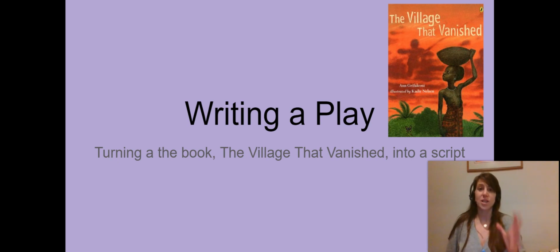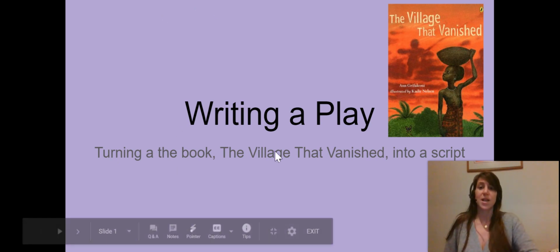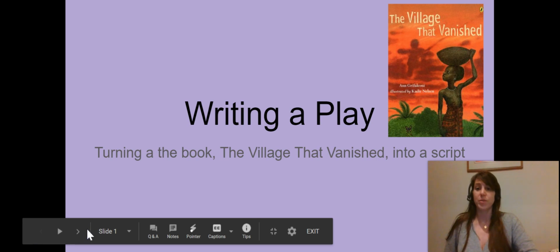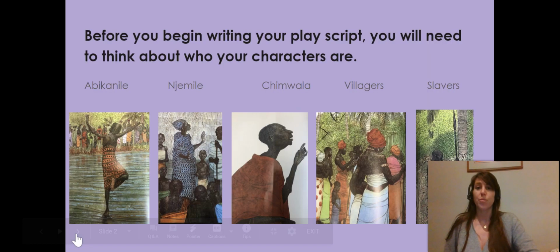If we took this book apart and we made it a play, so we made it with dialogue of the characters, let's think about how we would break this up. So we're going to do this over the next week. We're going to take this in small steps. Step 1 today of turning the book, The Village That Vanished, into a script is, before we begin writing our play, we're going to need to think about who the characters are.